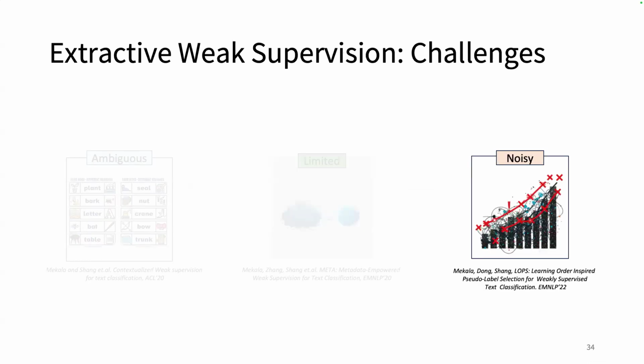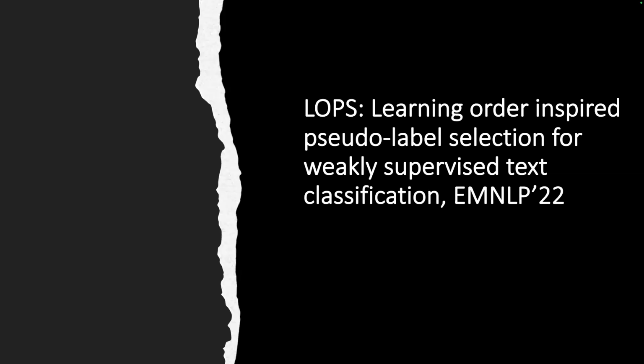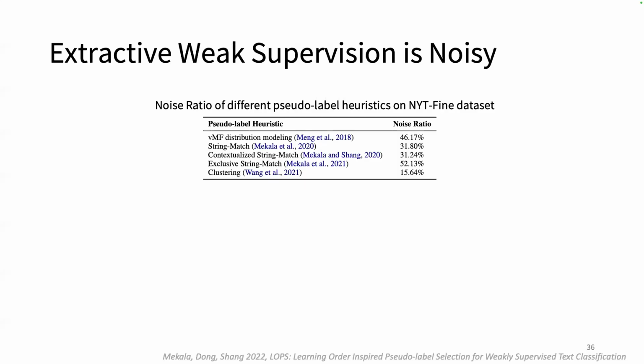Okay, so moving on, the third one: extractive weak supervision is noisy. I'll discuss this work, LOPS: Learning Order Inspired Pseudo-Label Selection for Weakly Supervised Text Classification. To give a brief introduction, weak supervision generally leads to noisy training data, or data with low correctness. This table shows that we consider different pseudo-labeling heuristics on a dataset, and we computed the noise ratio, the incorrect labels that we obtained using these. And as you can see, the noise ratio is significantly high, sometimes even 50% or 46%.